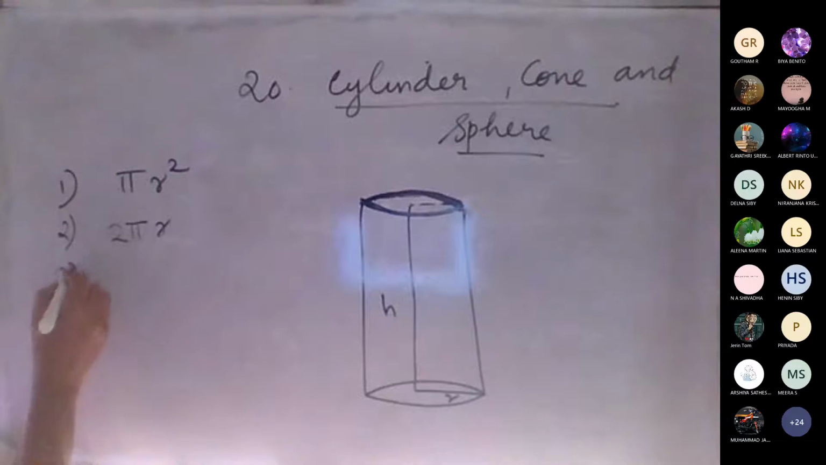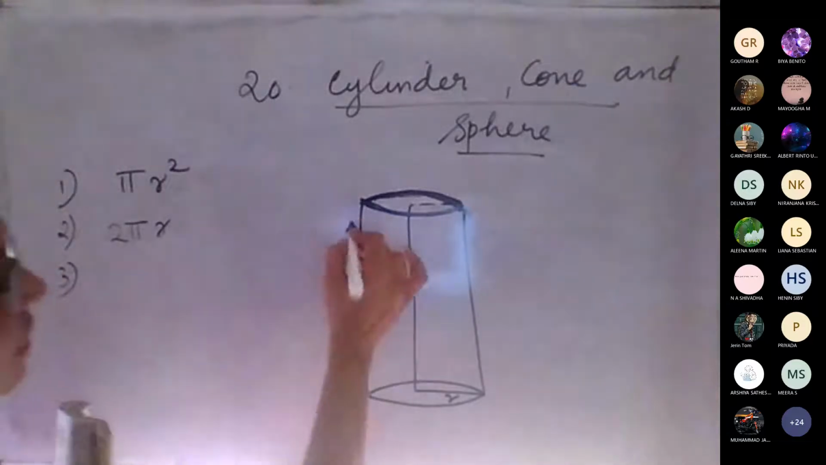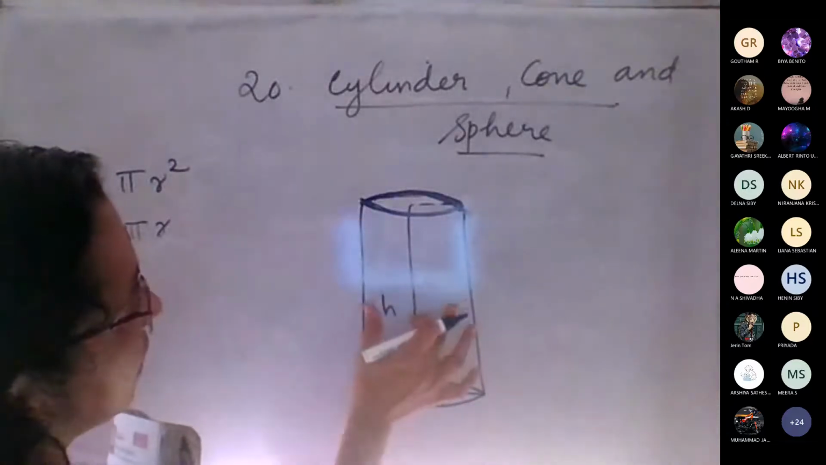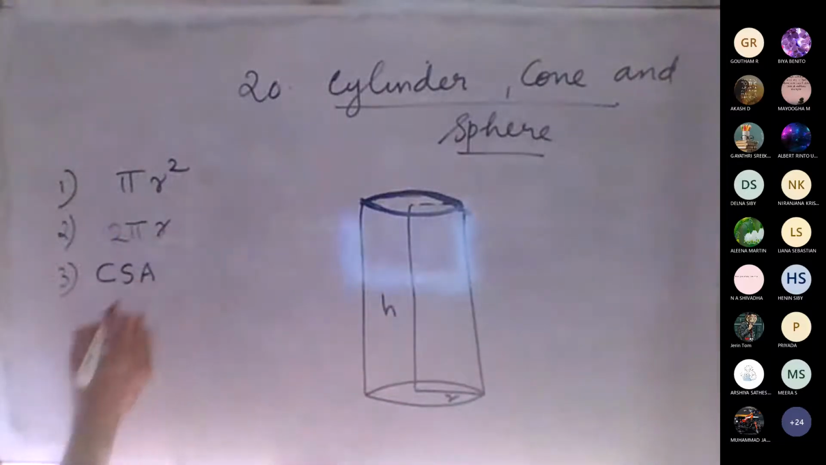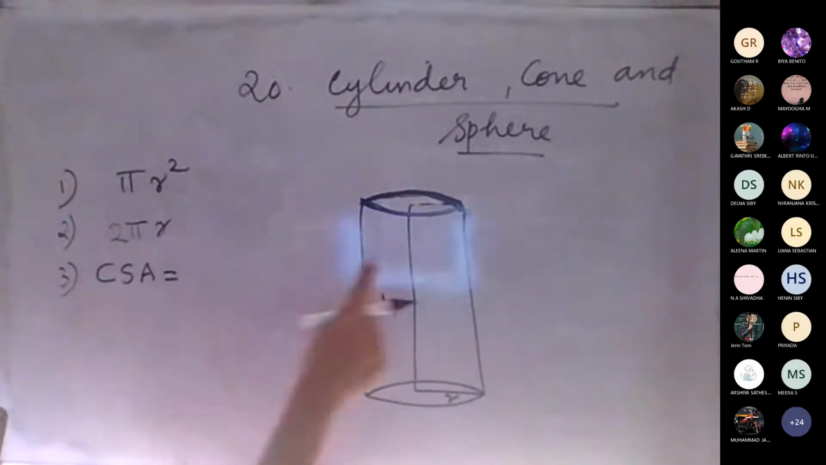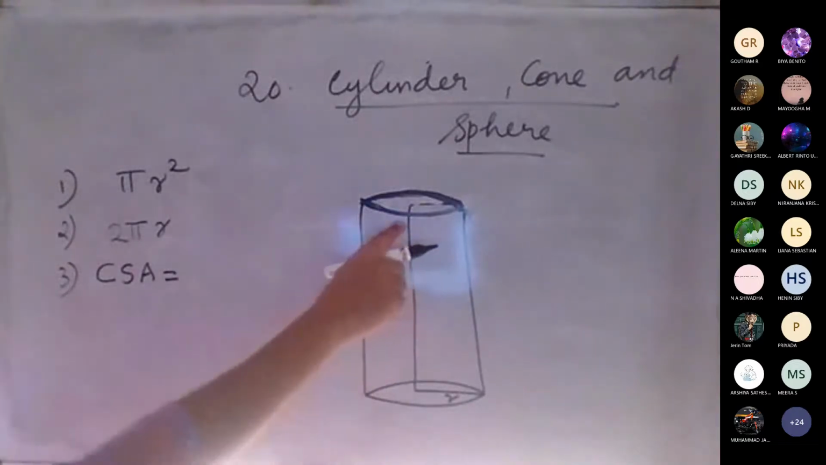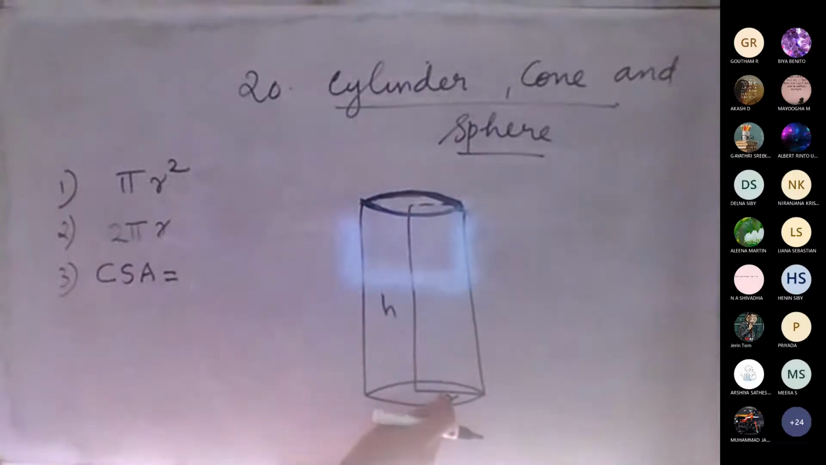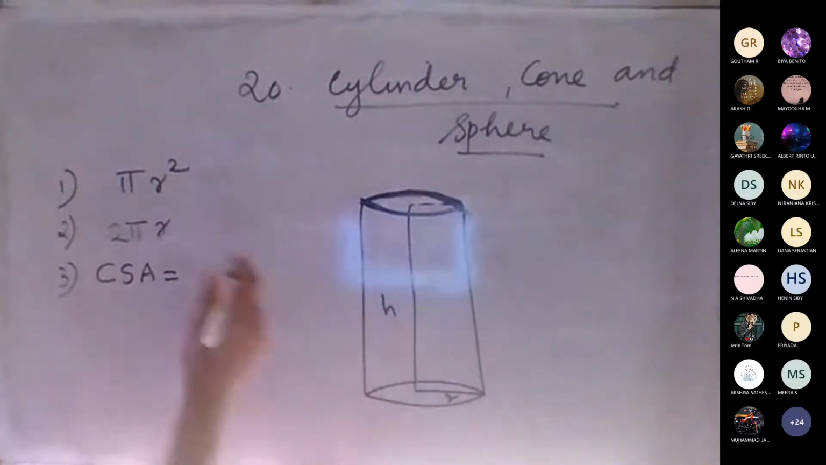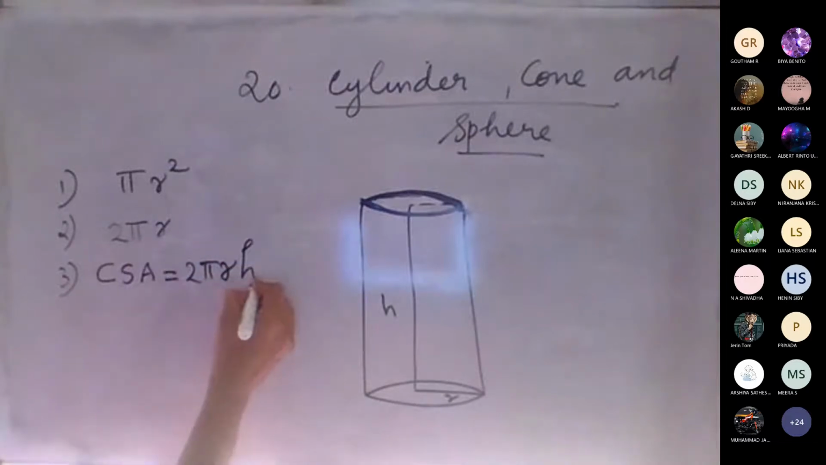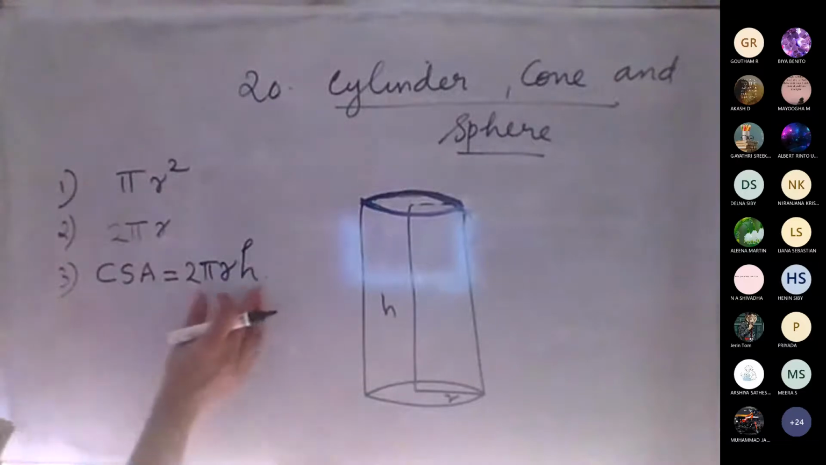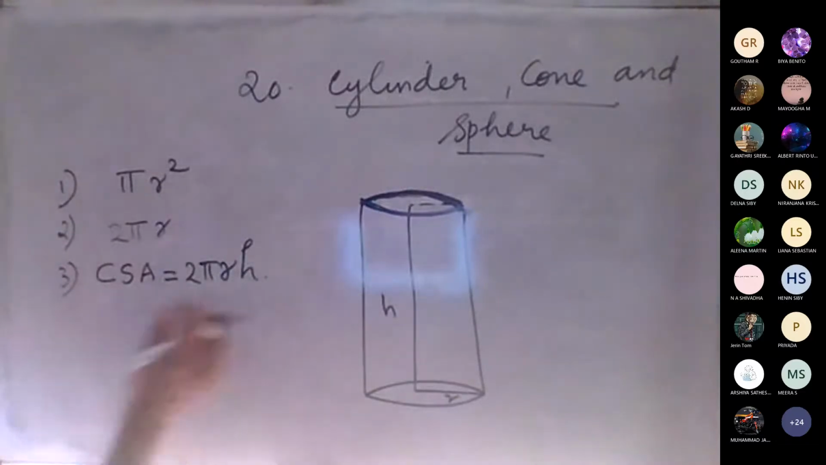Third one, curved surface area. This is known as the curved surface area, which we can represent as CSA. Curved surface area is equal to the perimeter of the cross section into height. The perimeter of the cross section is 2 pi r, into height h. So the CSA of the cylinder is 2 pi r h.